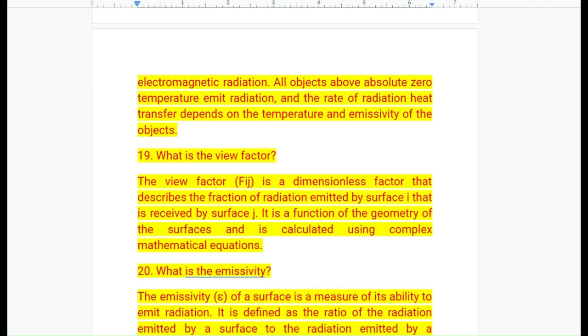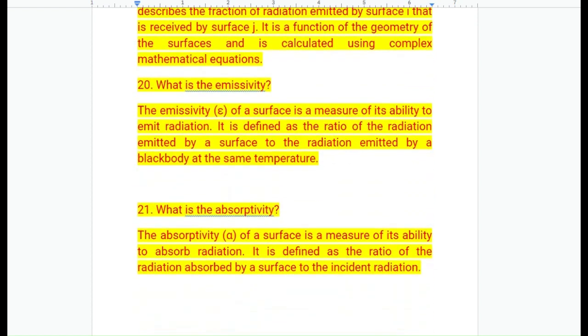19. What is the view factor? The view factor, Fij, is a dimensionless factor that describes the fraction of radiation emitted by surface i that is received by surface j. It is a function of the geometry of the surfaces and is calculated using complex mathematical equations.